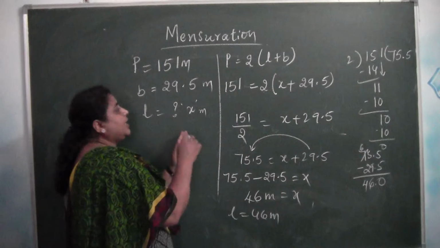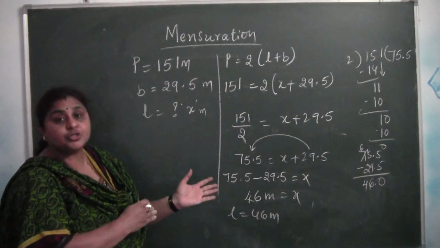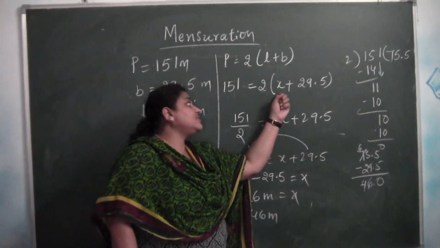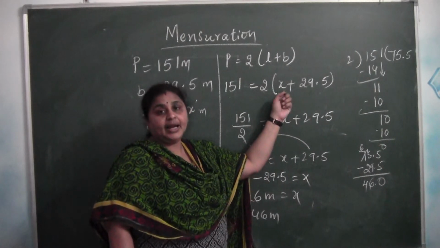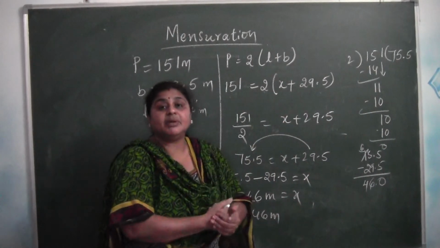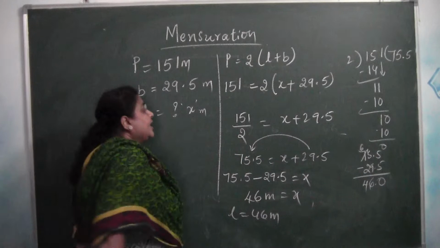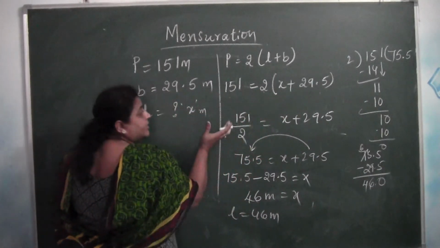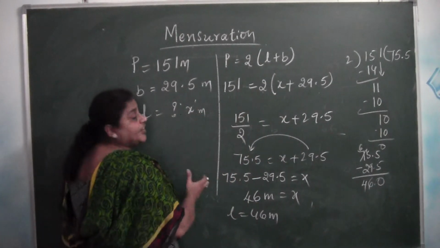29.5. Now what am I doing? I am shifting the numbers to one side. X is called the variable and the leftover numbers are nothing but the constants. Now I am getting all the constants one by one to the left hand side.